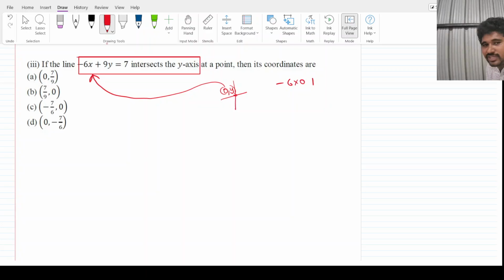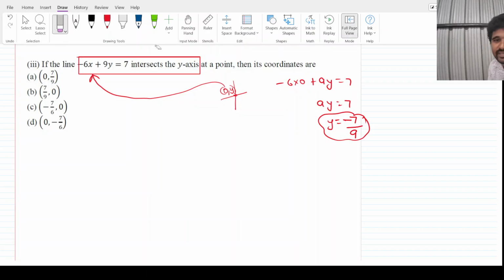Minus 6 into 0 plus 9y is equal to 7. 9y is equal to 7. Y is equal to 7 by 9. Sorry, why did I write minus? Okay, fine, 7 by 9. So what is the answer? 0, comma 7 by 9 is the answer. Understood everybody? So which option?